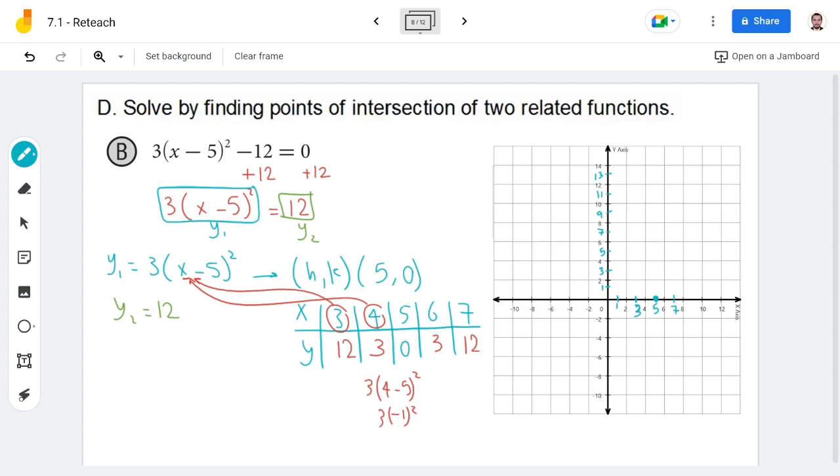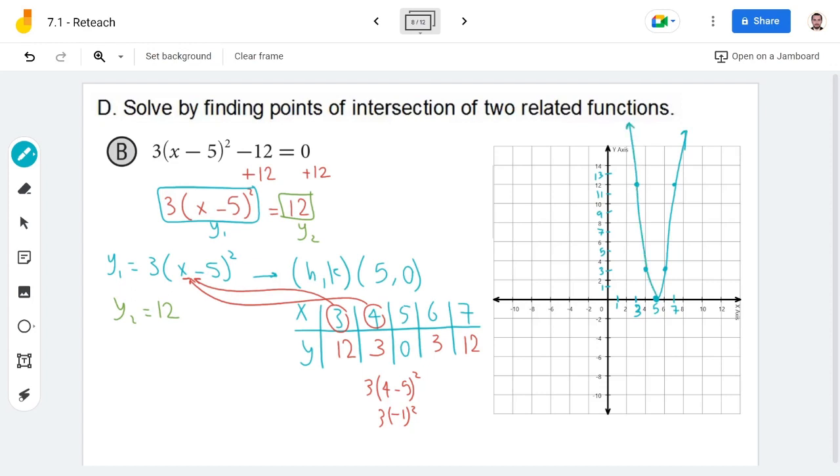So the first one, 5 and 0. Then we have 4 and 3, so it should be here. Then we have 6 and 3, so it should be here. Then we have 3 and 12, so it should be here. Then we have 7 and 12, so it should be here. So now graph your points. It should look like this one.